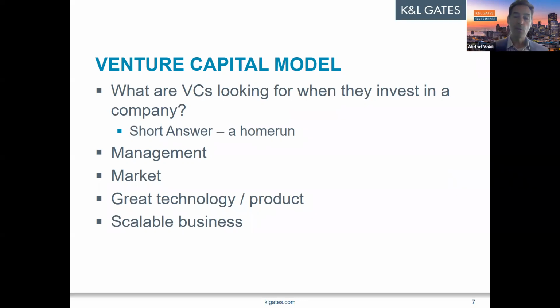And do you have early, or does the company have early traction? So you're able to get out into the market early on with your technology or product. Do you have users or customers? Do you have a prototype? Have you started or conducted any pilot programs?